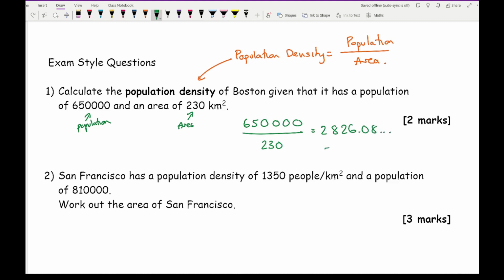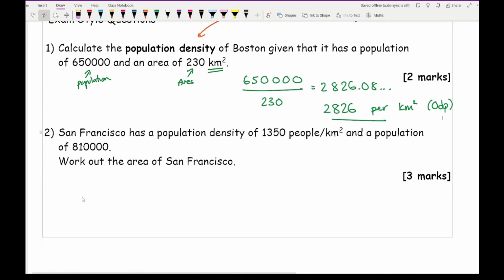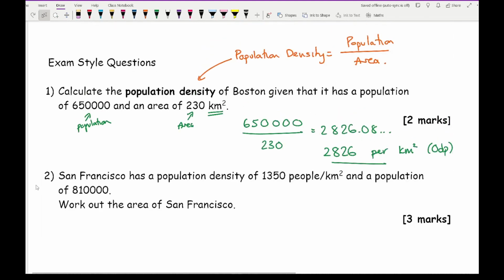So I'm going to round this to 2826.1, and then the units, because it's in kilometers squared, it's going to be per square kilometre. So that means there are 2,826 people, rounded to the nearest whole number. Well, actually, that's a good point. Let's round this to the nearest whole number, and we'll write down here that we've rounded to 0 decimal places, per square kilometre, which is, again, quite busy.